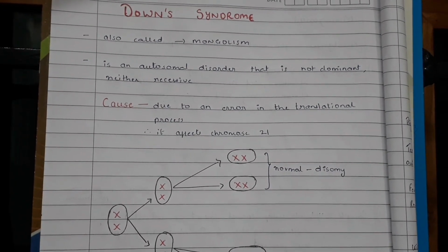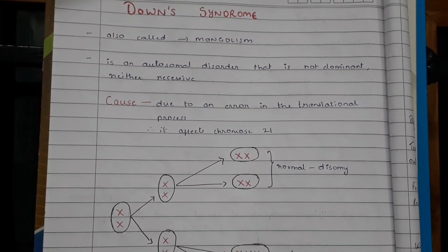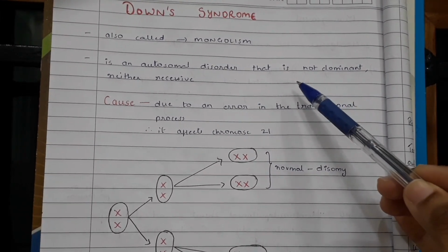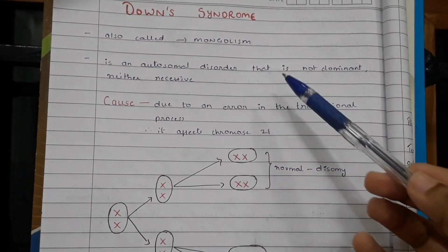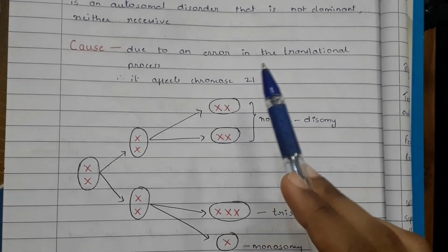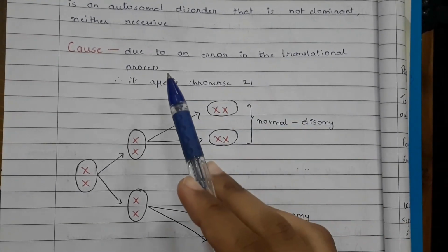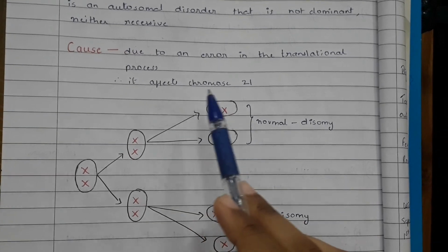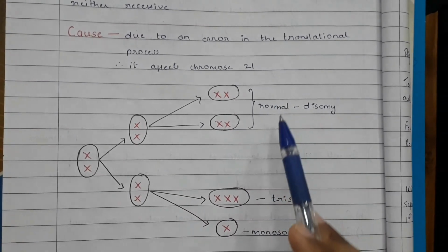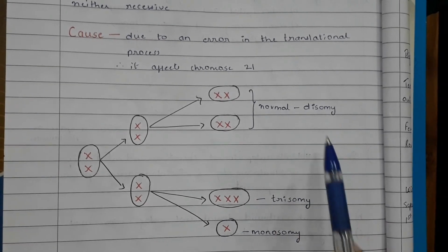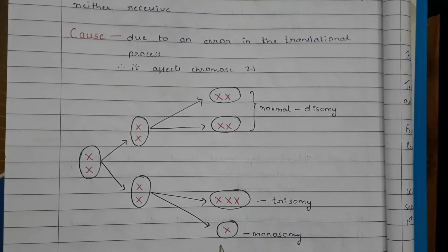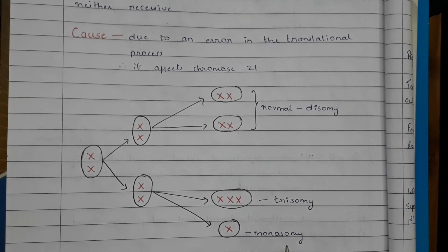Down syndrome is also called Mongolism. It is an autosomal disorder that is neither dominant nor recessive. It is caused due to an error in the translational process. Therefore, it affects chromosome 21, hence called trisomy. Normally, you see disomy, but in case of Down syndrome, we get one trisomy and the other one is monosomy.